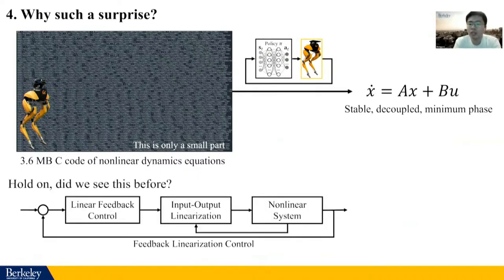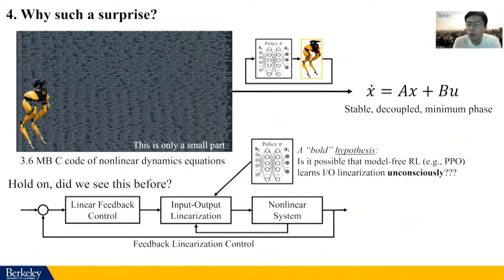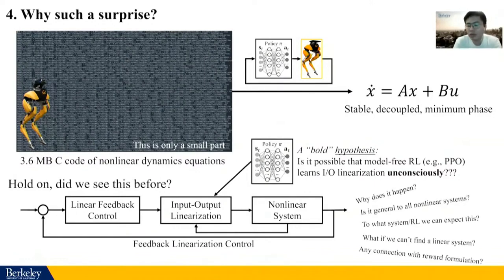So this idea resembles a feedback linearization controller. So is it possible that the model-free RL learns feedback linearization unconsciously? So this is a very preliminary work in this direction, and there are lots of questions we cannot answer. But this is a very interesting and open question we want to bring up to the community.